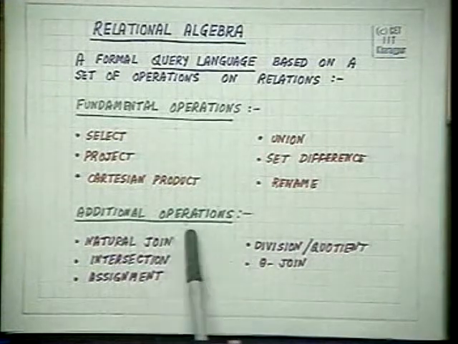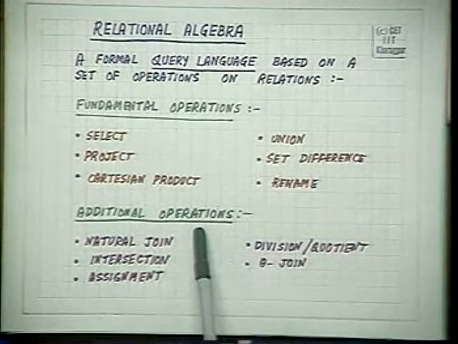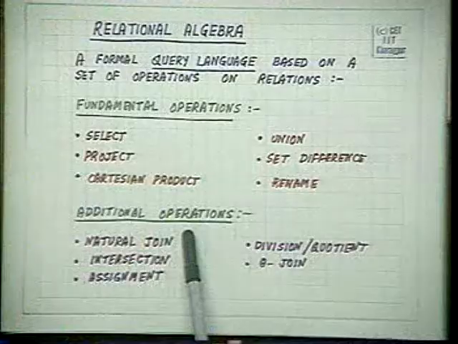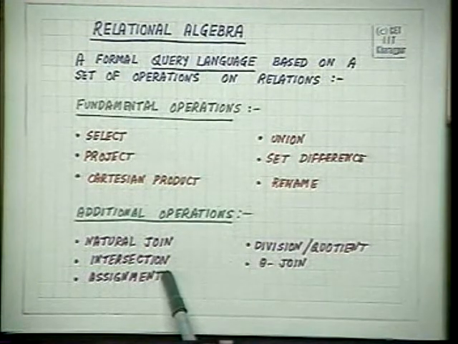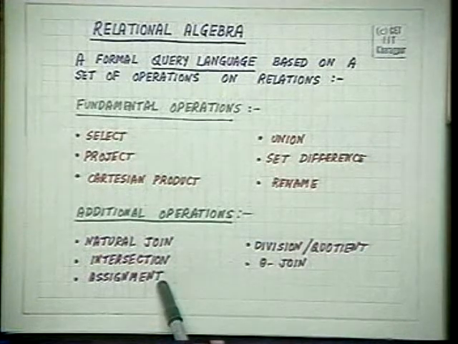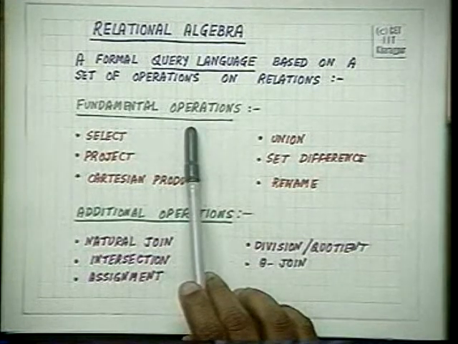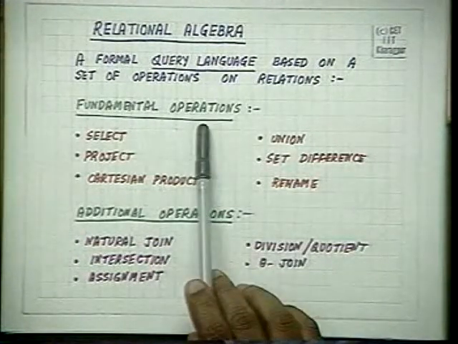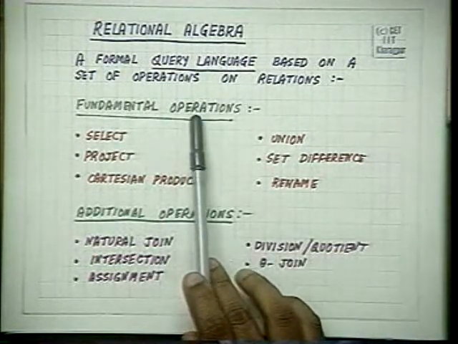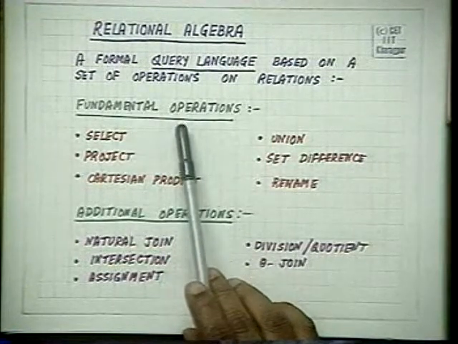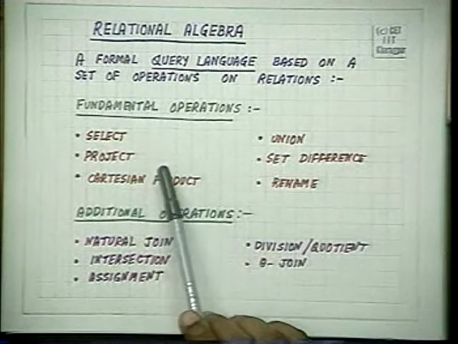We have got some additional operations as well. These additional operations are not fundamental in the sense that they can be derived from the fundamental operations. It is not that these are not useful operations. These additional operations are sometimes more useful and more widely used than the fundamental operations. But the difference between them is that the additional operations can be defined using the fundamental operations. So today we will see what these operations are and how they can be used to query and process a relational database system.